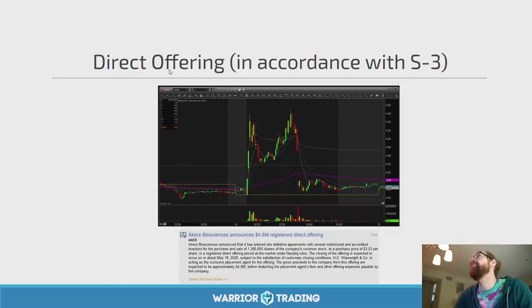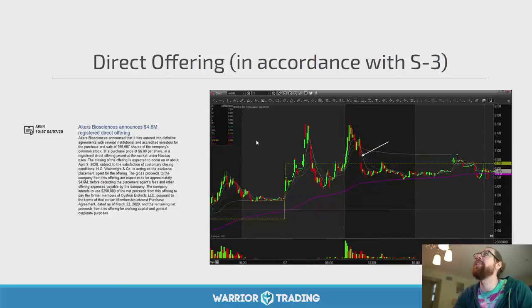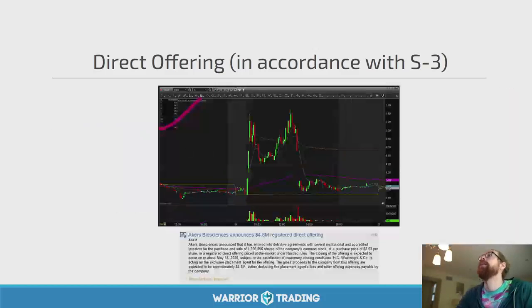Okay, so those were a couple examples of S3s. We've got the S3 registration. I don't remember whether or not this was for that stock. And then you see the headline, which is the announcement of the direct offering. And that is always in accordance with the previously filed S3. I'm not sure how far apart the S3 and the direct offering need to be, or if they're ever filed on the same day. I'm actually not 100% sure.